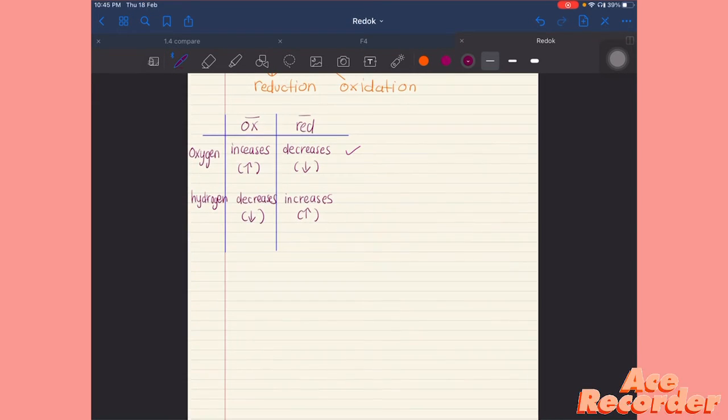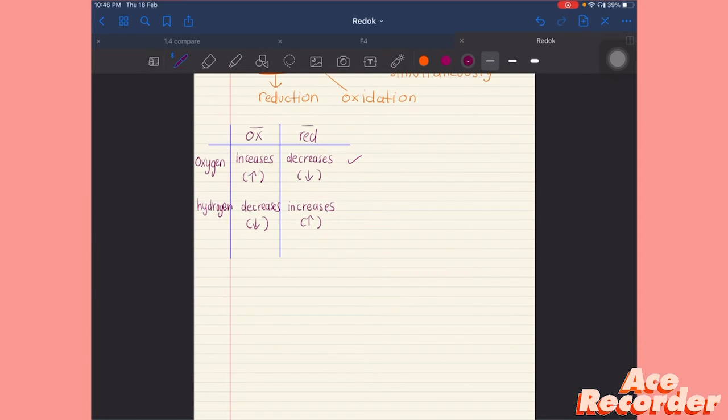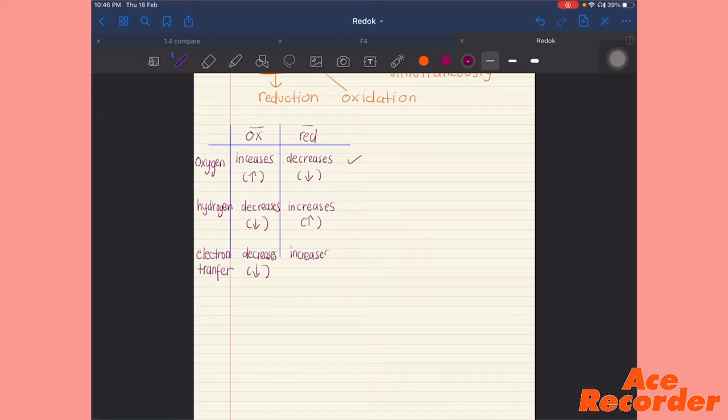Okay. So now our third method. So our third method is a little bit tricky. Look at it carefully. The third method is based on the electron transfer. For electron transfer, this one is similar to the second method, which is hydrogen, whereby when the electron decreases, then only I call it oxidation. And when the electron increases, we call it reduction.